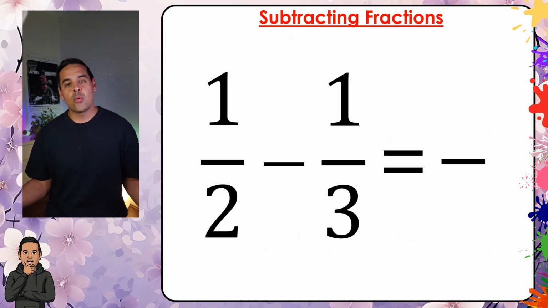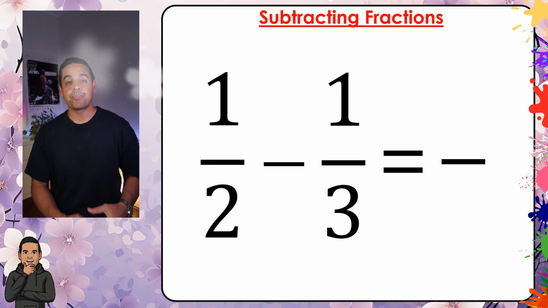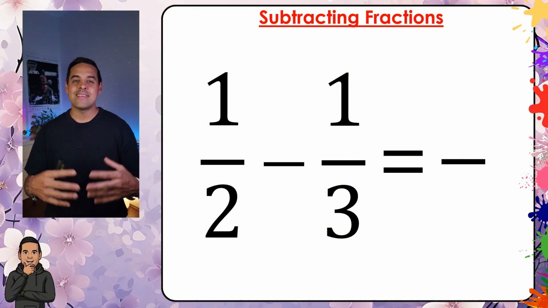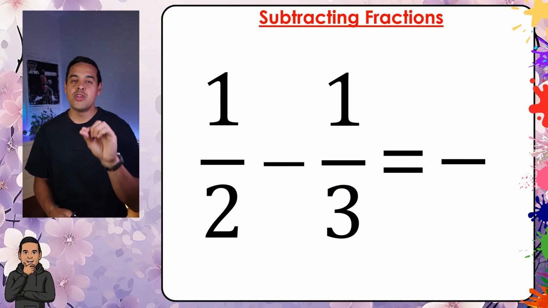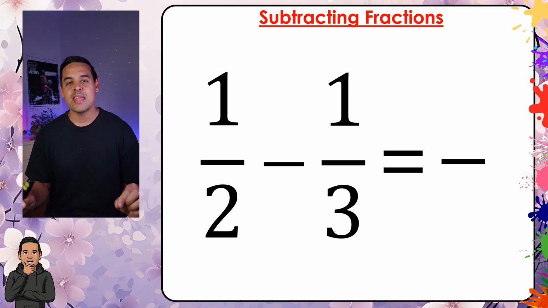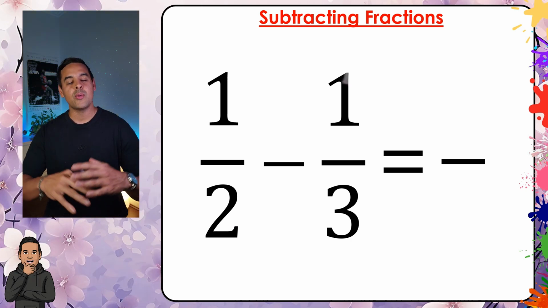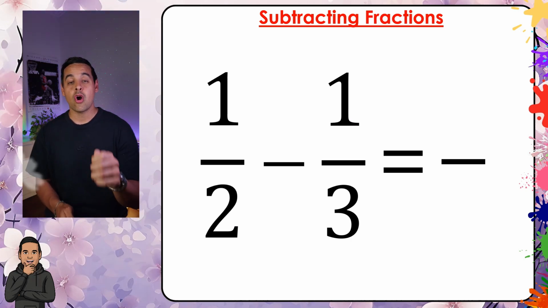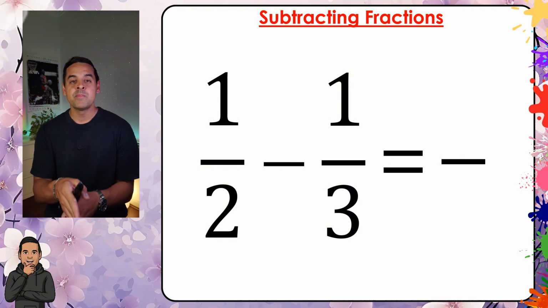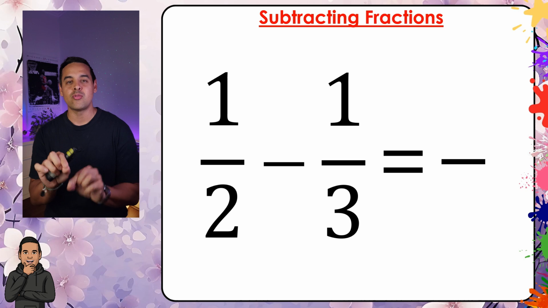Our first question here is 1/2 take away 1/3. When the denominators are different, as you can see on the screen, the fraction on the left has 2 as the denominator, and the fraction on the right has the number 3. So they are not the same. The first thing we need to do is find the lowest common multiple between the numbers 2 and 3. Think about when the different times tables line up and have the lowest common number between the two.